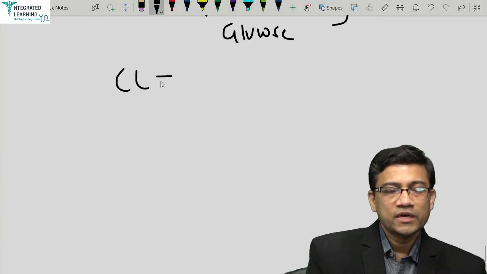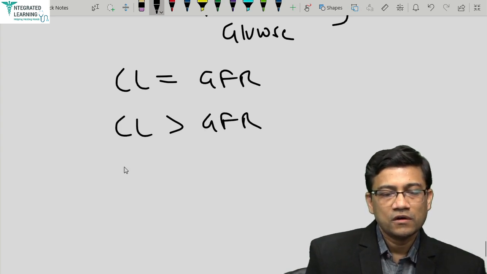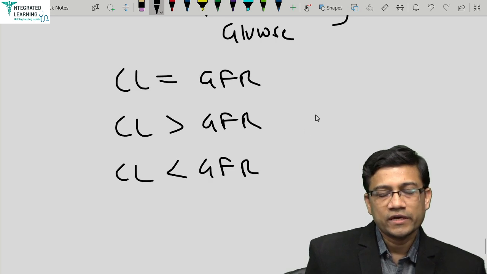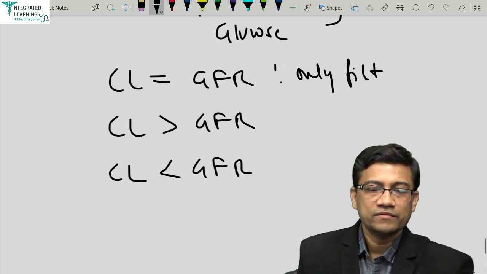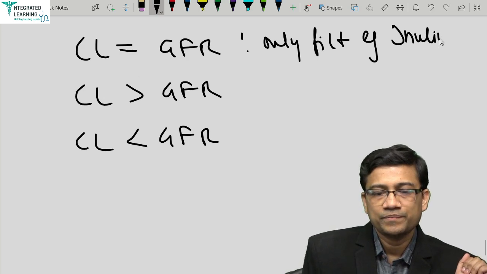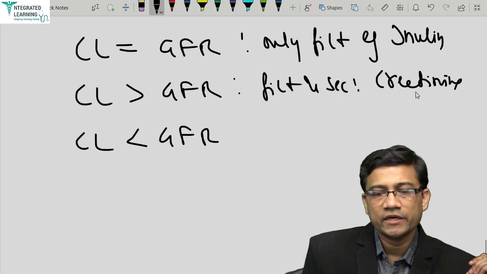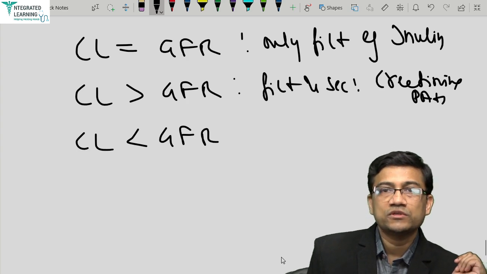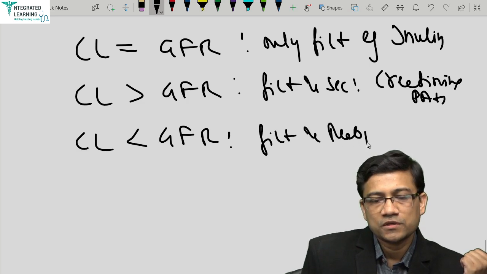So let me write the rules. Clearance equal to GFR, clearance more than GFR, clearance less than GFR. Examples: only filtration, for example inulin. Filtration and secretion, for example creatinine, PAH, all substances that you secrete. And if less, it is filtration and reabsorption, for example glucose, amino acids, all such substances.